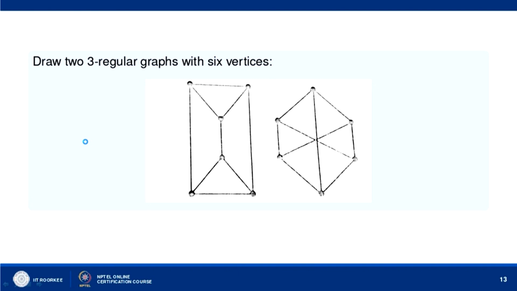Now, draw 3-regular graphs with 6 vertices. A 3-regular graph means the degree of each vertex must be 3. So, you can see 6 vertices must be there: 1, 2, 3, 4, 5, 6. So, this is a 3-regular graph with 6 vertices. You can see at each vertex the degree is 3. Here also there are 6 vertices and the degree of each vertex is 3.